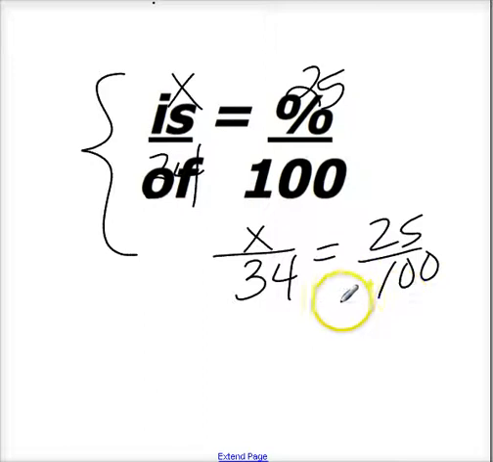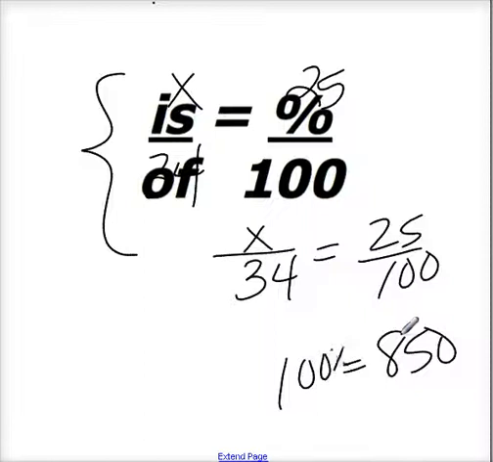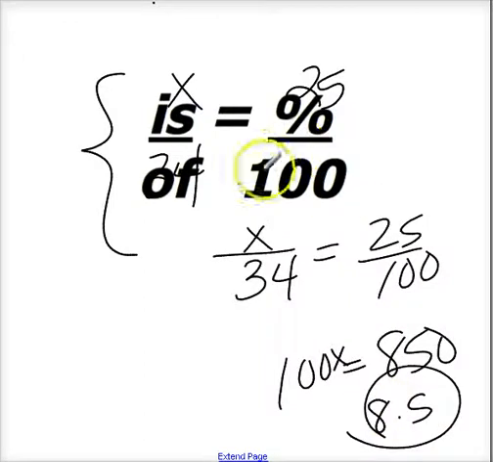Now I just cross multiply, 34 times 25, 850. Divide by 100 is 8.5. So of the number 34, 25% of that number is 8.5.